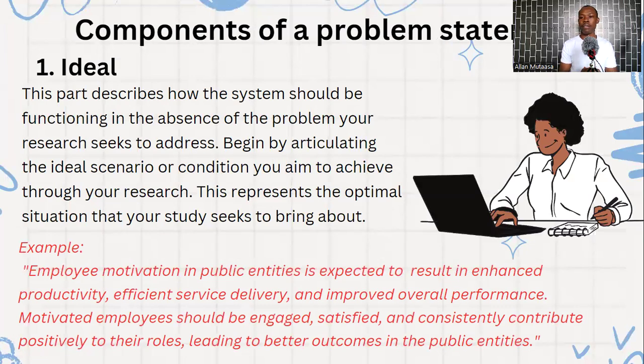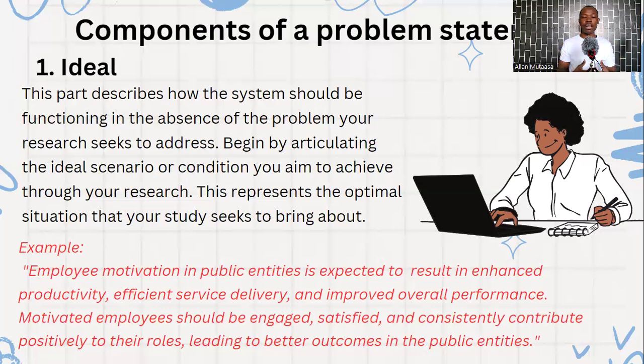So a problem statement, the first thing that you are going to talk about is the ideal. So what exactly is the ideal? So the ideal part is the part that describes how the system should be functioning in the absence of the problem that your research is going to address. Let us assume a situation where the problem that your research is going to address does not exist. What would that situation look like? This is what we want to have, okay?